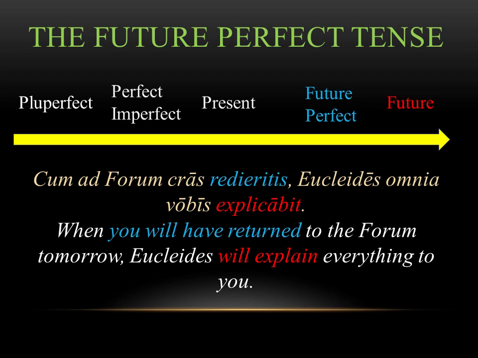The second verb, redieritis, is future perfect. It means "you will have returned." And if you look at the timeline, you'll notice there's a second action that happens farther in the future than this one. So in other words, the first thing to happen will be you will have returned to the forum. The second thing that happens is Euclides will explain everything to you. So again, the future perfect here is describing an action in the future that happened before another action in the future. Sometimes we call this tense the past of the future, if that makes sense. And if you think about this timeline, you can kind of see how it fits.